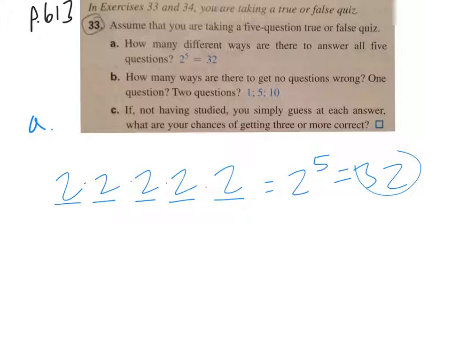Right, so when they say different ways to answer all 5 questions, it's just the different possible combinations of answers you could give. Obviously, only one of these combinations will be correct. So this includes all the wrong answers and all the ways you can answer wrong in general.